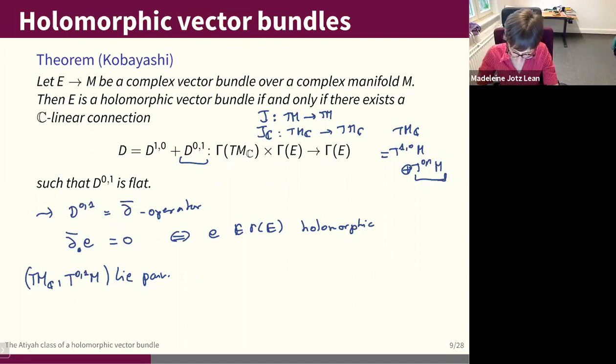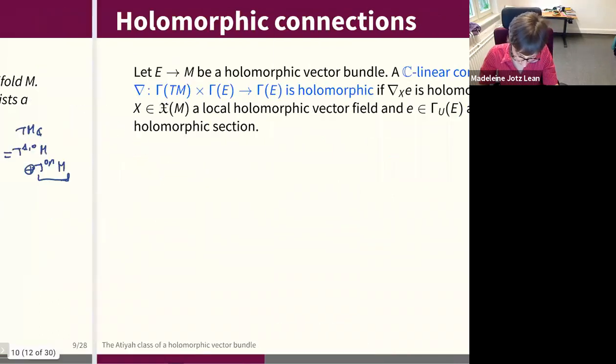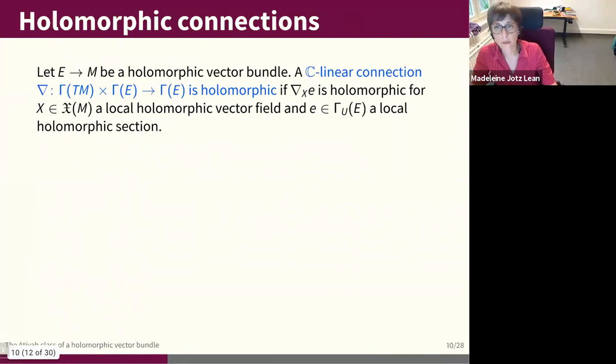So then, Atiyah's construction is about the existence of a C-linear connection, a TM connection on E, that is holomorphic. What does that mean? It means that it sends a local holomorphic vector field on M and a local holomorphic section of E to a holomorphic section, again over some open set U. And that's really not given for a holomorphic vector bundle. In general, you will not find such a connection.